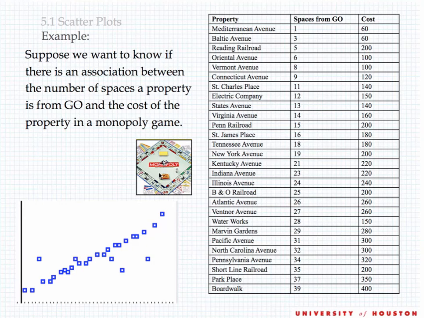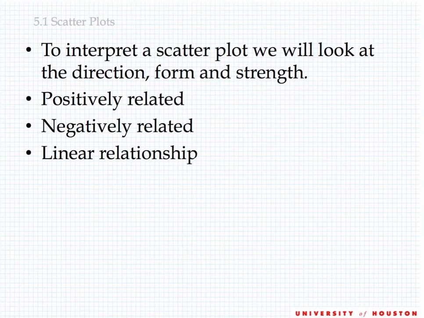If we understand the game Monopoly, we would know that these points correspond to values of utilities and railroads. To interpret a scatter plot, we look at the direction, the form, and the strength. We want to know how they're related.